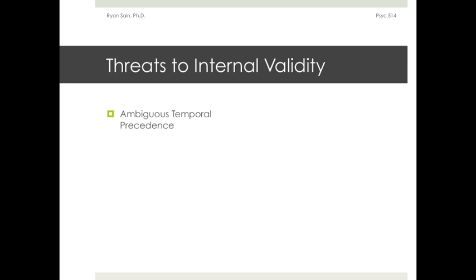Ambiguous temporal precedence. I love that one. It sounds just cool, right? Ambiguous temporal precedence. Go back to John Stuart Mill. Right? Go back to him and remember what he said. He said that the cause has to precede the effect. Sometimes, though, you get these odd circular patterns where the cause causes the effect causes the cause. That's kind of weird, right? And the effect influences the cause, I should say.